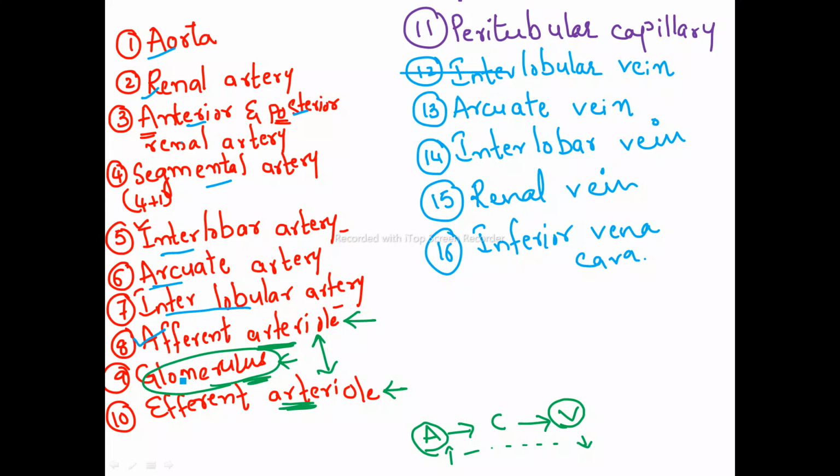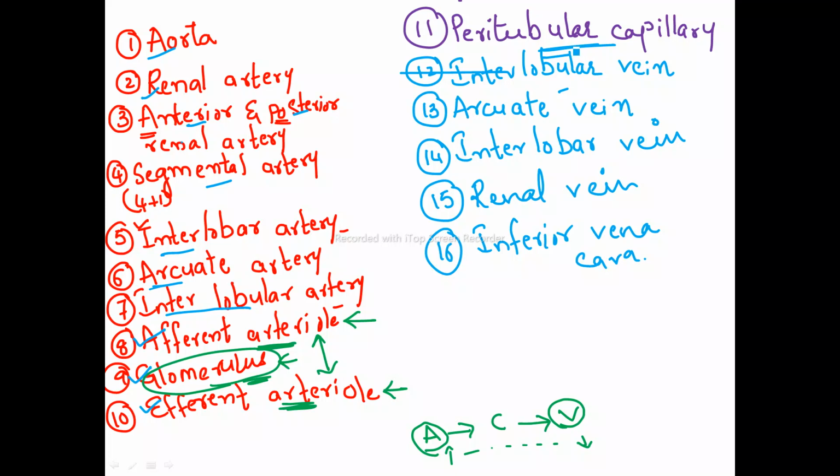From interlobular artery arise smaller arteries, which we call afferent arteriole. This afferent arteriole then eventually forms glomerular capillary, which then forms efferent arteriole. From efferent arteriole, again a capillary network will be produced, which we call peritubular capillaries. It is found wound around the proximal convoluted tubule as well as the distal convoluted tubule, so that tubular secretion and tubular reabsorption takes place.